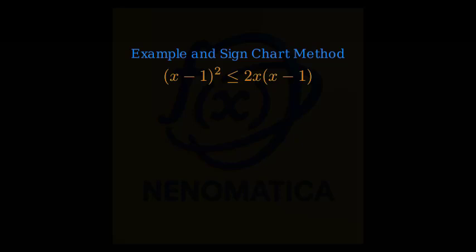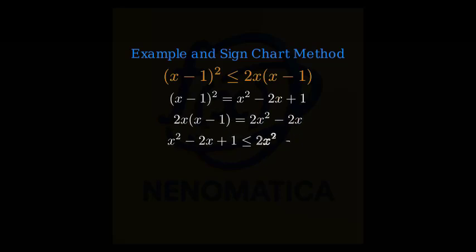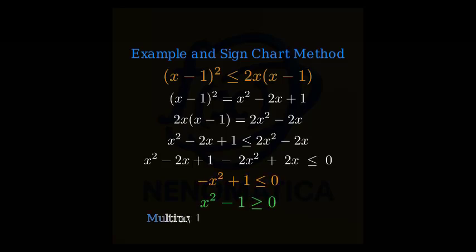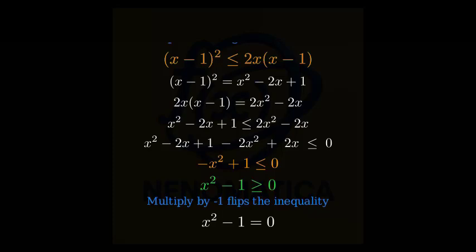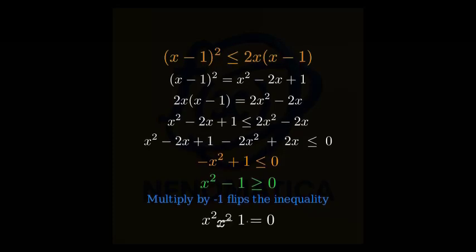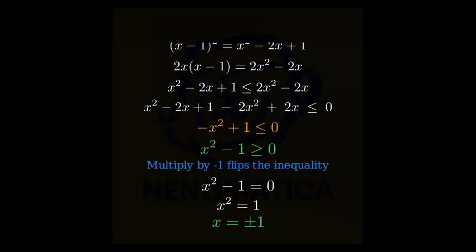Step 1. Expand and rearrange. Expand the left side and the right side. Move all terms to one side to compare with 0. Finally, multiply by -1 to get a form p of x greater than or equal to 0. Step 2. Find the critical points by solving the corresponding equation p of x equals 0. Set x squared minus 1 equal to 0. Solve to get x equals plus or minus 1.